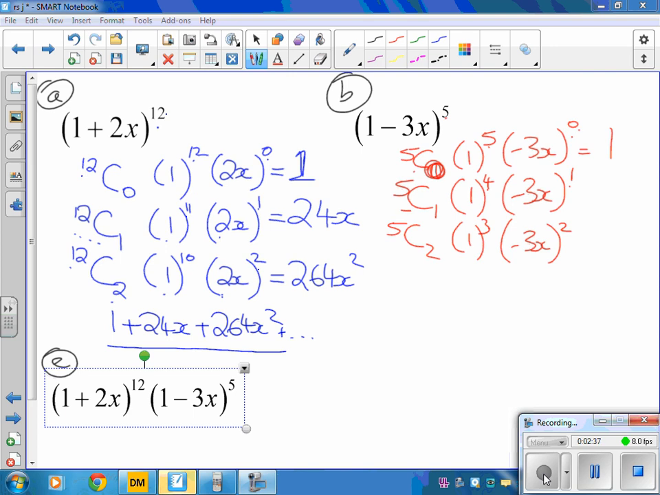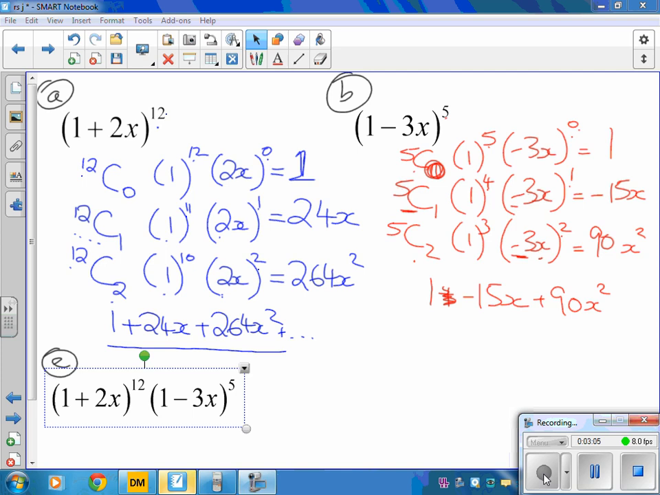Much like last time, this one here just works out to be 1, all those powers disappearing. Here we've got 5 from there and minus 3. 5 times minus 3 is minus 15x. And this is the x squared one. We've got x squared here. We've got minus 3 squared, so that's 9. And 9 times this one's going to be 10. 9 times 10 is 90. And so our answer for this one is 1 minus 15x plus 90 x squareds.